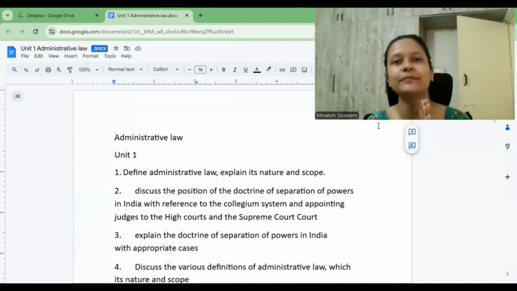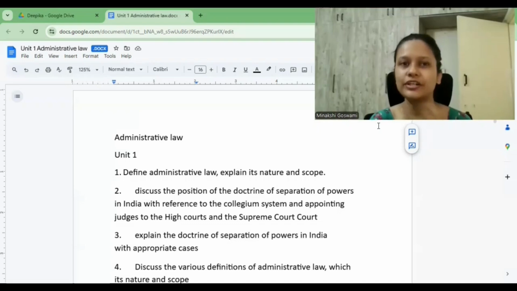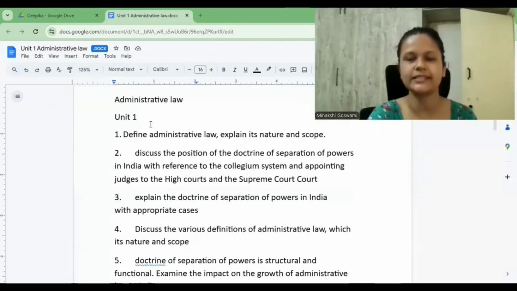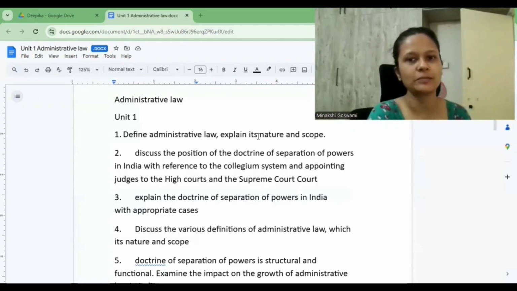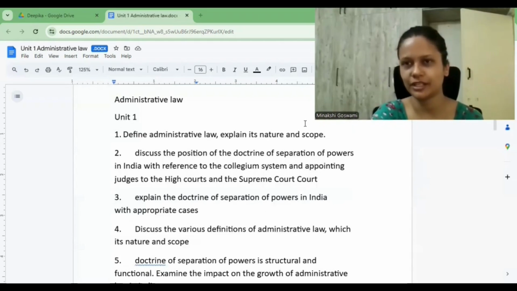But now let's begin with the most important questions from the first unit of administrative law. So for administrative law, these are all the questions that we have. First of all, we have: define administrative law, explain the nature and scope of administrative law.